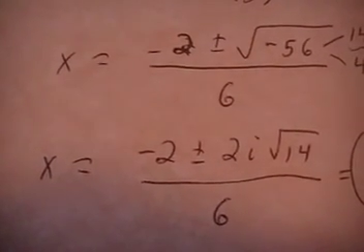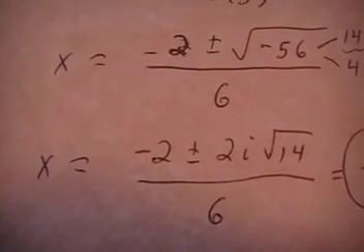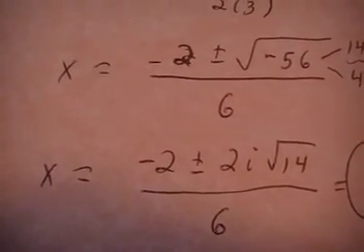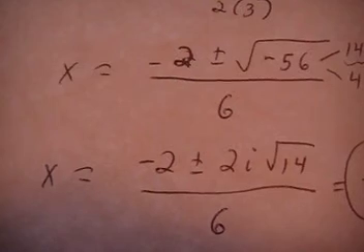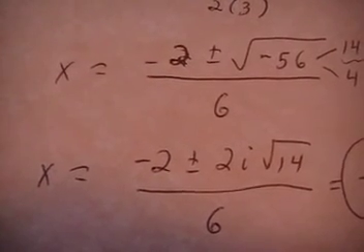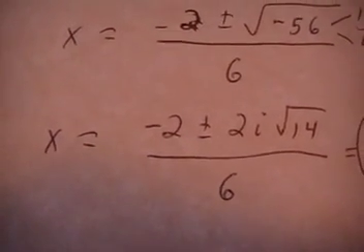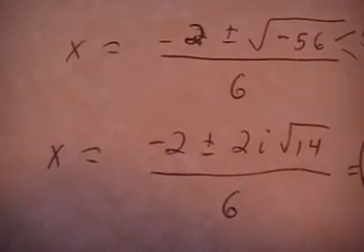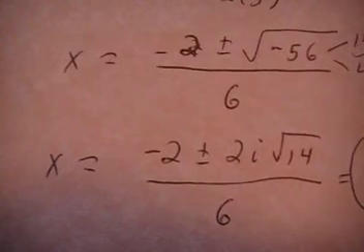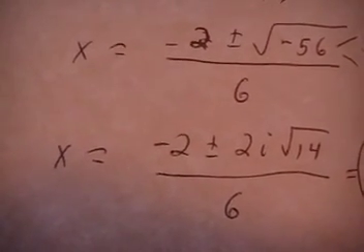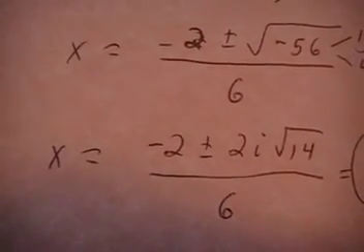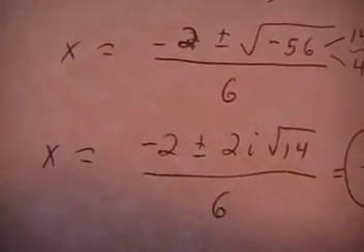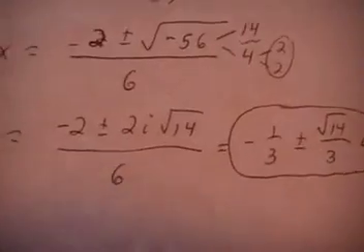Now, whenever you get to this situation, sometimes people think they're done at this point, and sometimes you actually are. But look at all the front numbers. There's a -2, a positive 2, a plus or minus 2 in front of the i, and then there's a 6 in the denominator. All three of those can divide by 2. And if you're able to divide all three of them, then you would want to. So divide them all by 2. -2 divided by 2 is -1. 2 divided by 2 is 1, and 6 divided by 2 is 3.